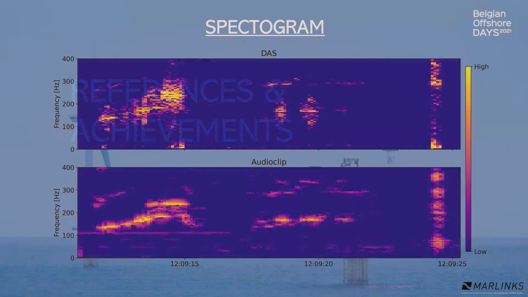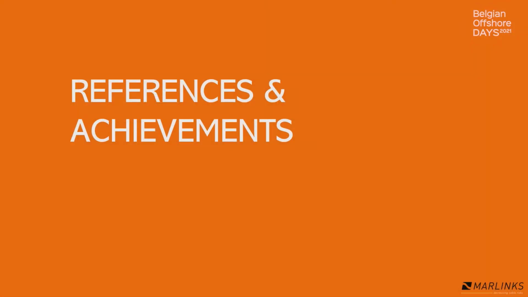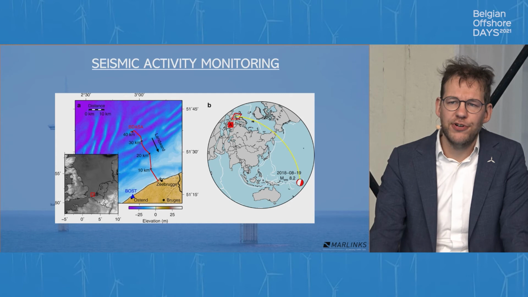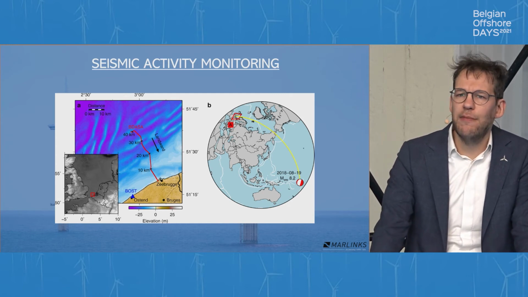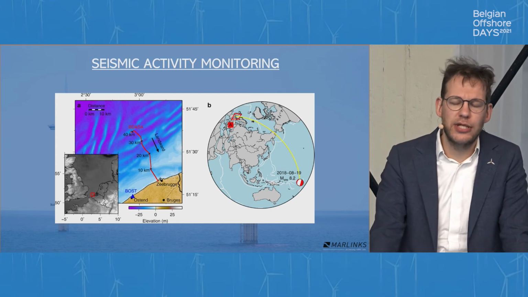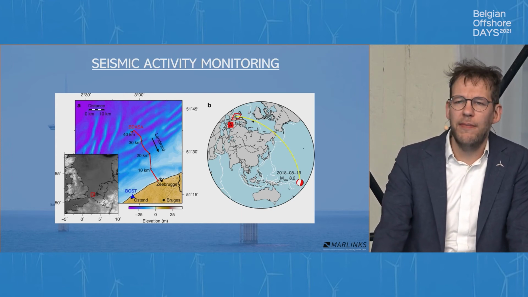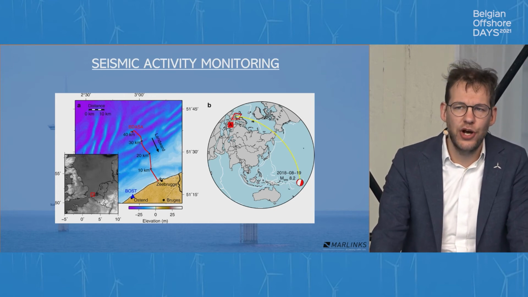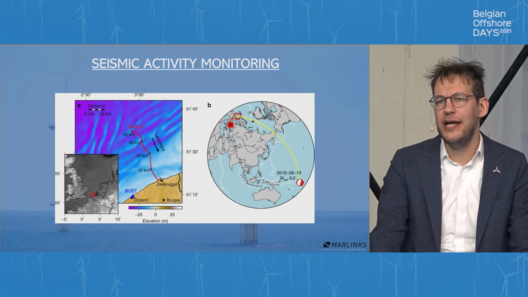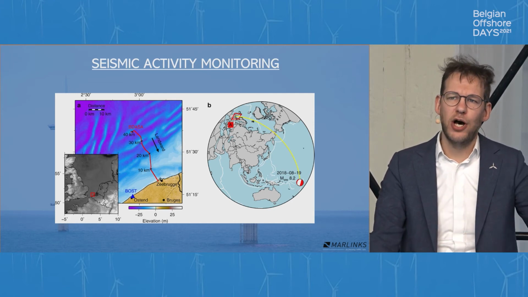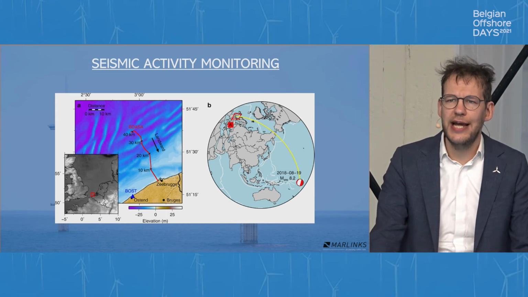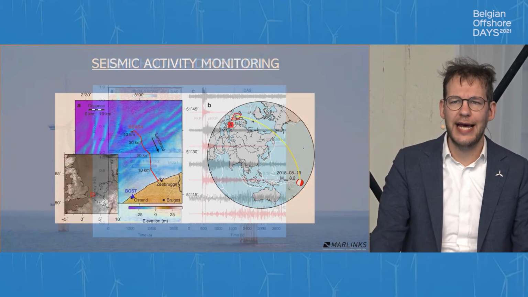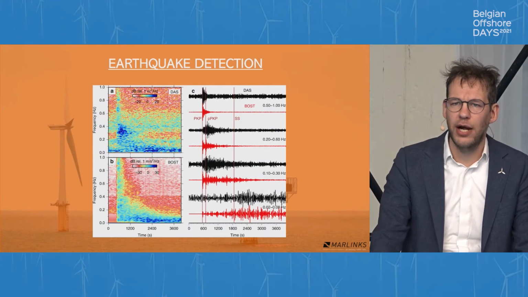Of course, we also have some reference cases and some achievements so far. First of all, something we're very proud of is that we were able, with a fiber optic cable connected to a distributed acoustic sensor in front of the coast of Belgium, to detect an earthquake in the Fiji Islands. So 16,000 kilometers away, but still this vibration is passed through the soil to the oceans, and we're still able to capture it, as the next slide proves.